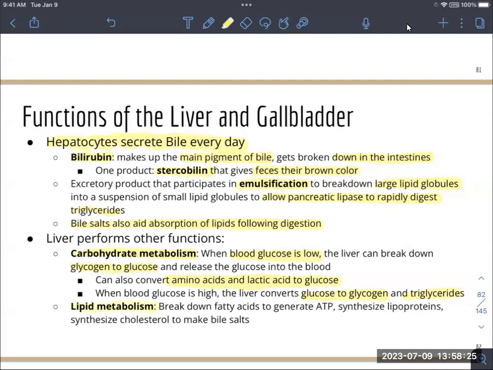And then that lipid metabolism. We can make ATP from lipids, from fatty acids, from triglycerides. We can make lipoproteins. We make cholesterol. Part of these bile salts that help to emulsify fats are made from cholesterol.